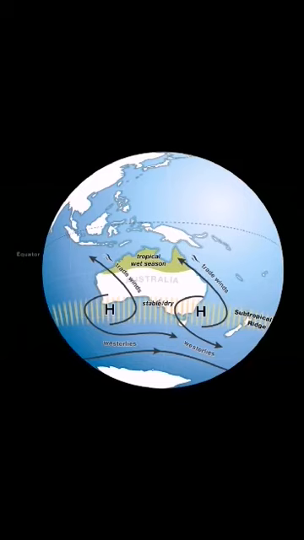These highs are associated with the subsidence of the air and move several degrees of latitude towards the poles in the summer. The circulation around the high is clockwise in the northern hemisphere and counterclockwise in the southern hemisphere.